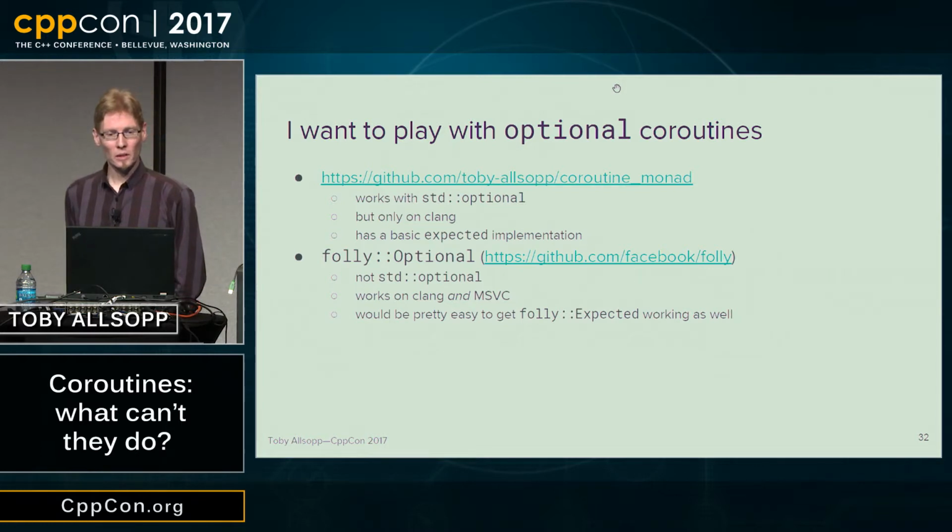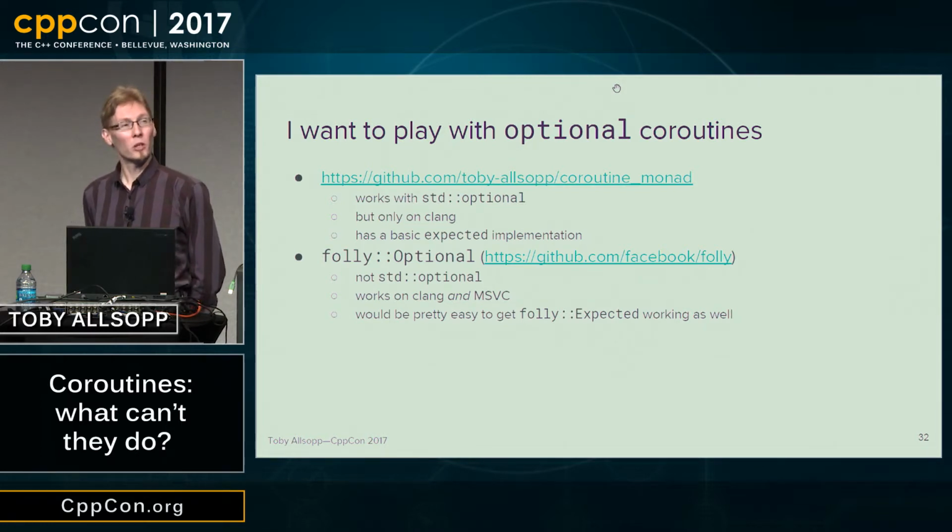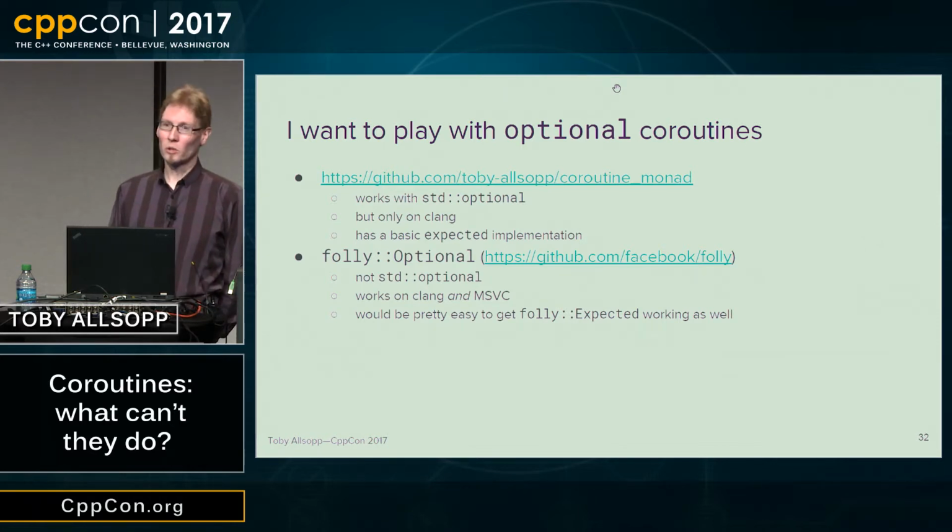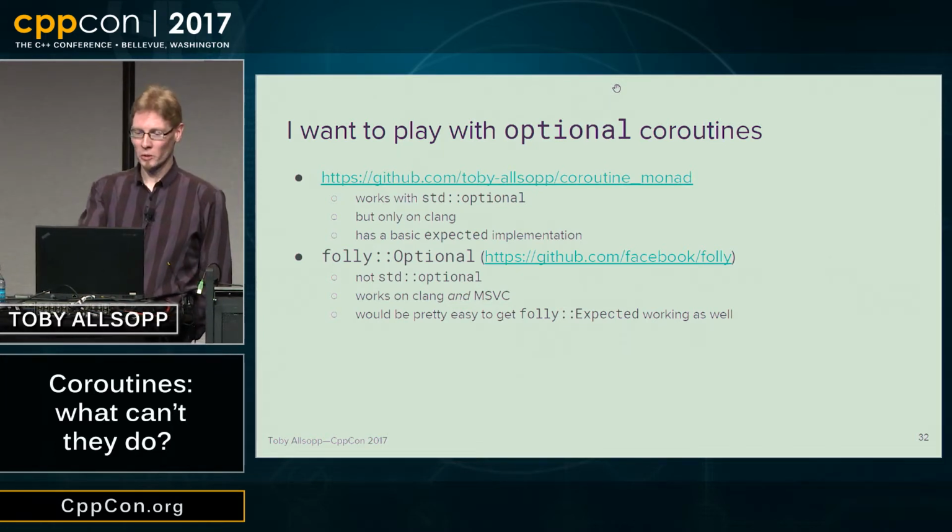So there's also a folly expected, which doesn't yet have coroutine support. So that would be quite a good little project if someone wanted to play around with this stuff. I'm sure they'd appreciate a pull request.